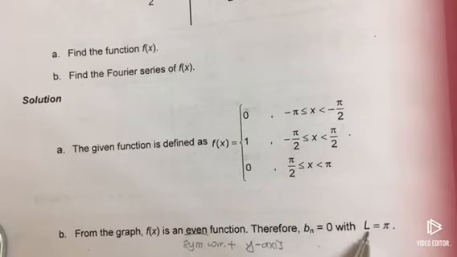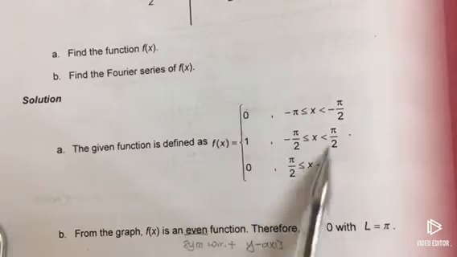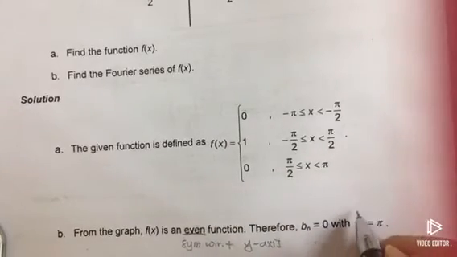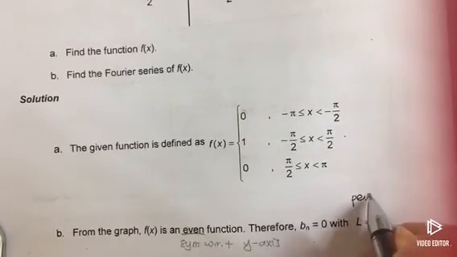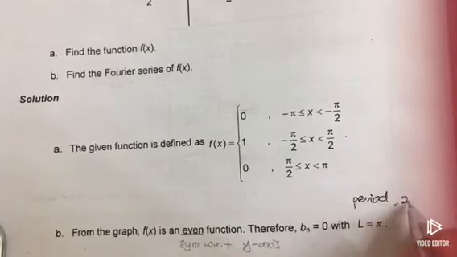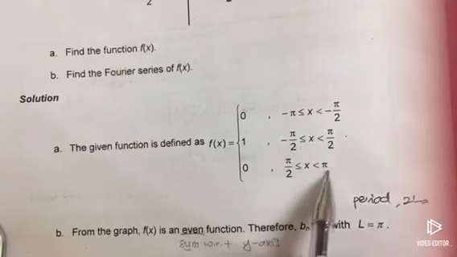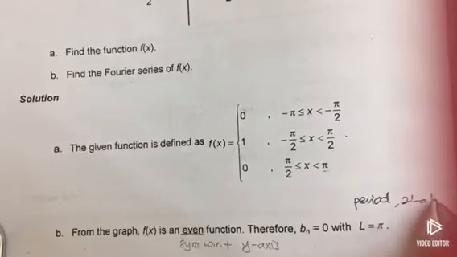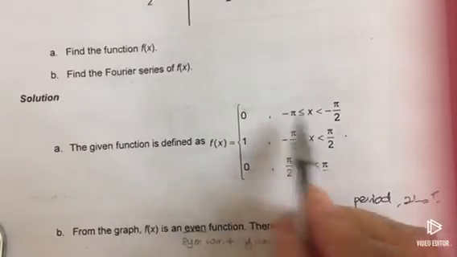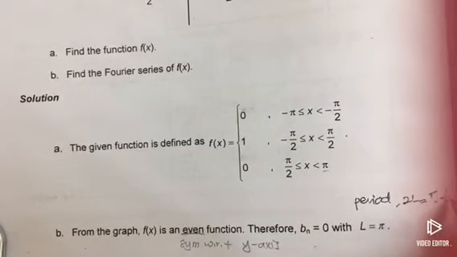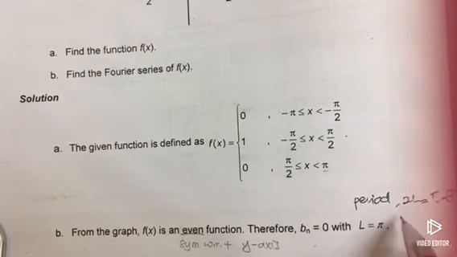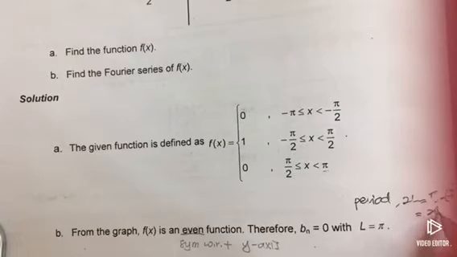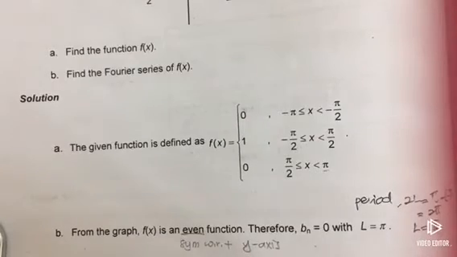Then we can identify the L, because from this function we get the period. We write period 2L equals pi minus negative pi. So the answer is equal to 2 pi. So from here we get L equal to pi.